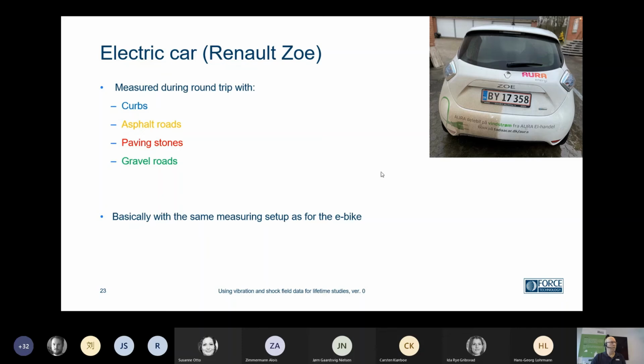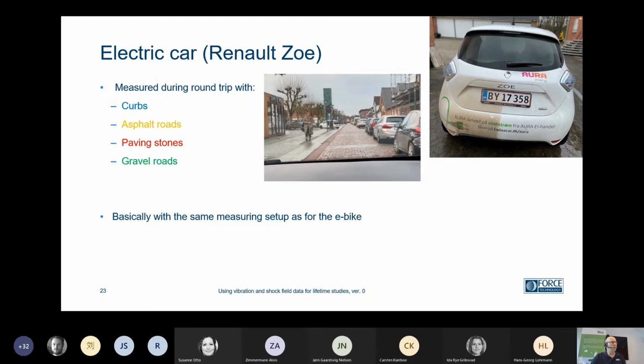Now we go to the example with the electric car. We did this in Denmark. We have a lot of these share cars, and we booked one of those. We went on different roads, like gravel roads, and you can see here my colleague, who has partly washed the car after the rental. It's a dirty job, but someone has to do it. So we went on curbs, we went on asphalt road, we went on paving stones.